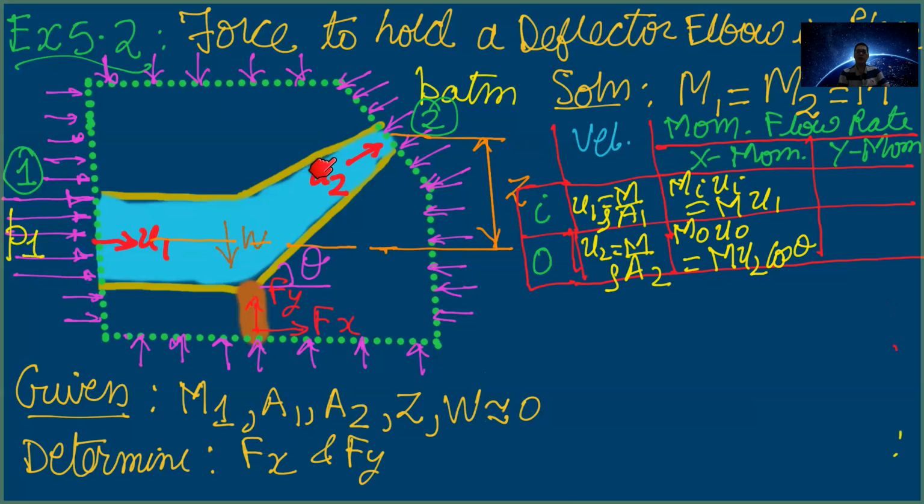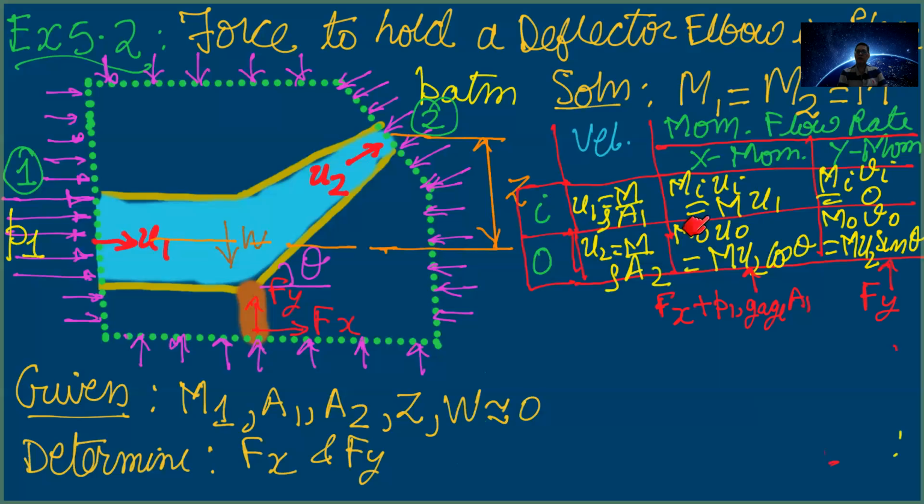Now we have to see what the vertical velocity is at the inlet and outlet. The vertical velocity at the outlet is U2 sin theta. The vertical velocity at the inlet is 0. So the y momentum flow rate at the inlet is 0, and at the outlet it consists of U2 sin theta, as shown here.